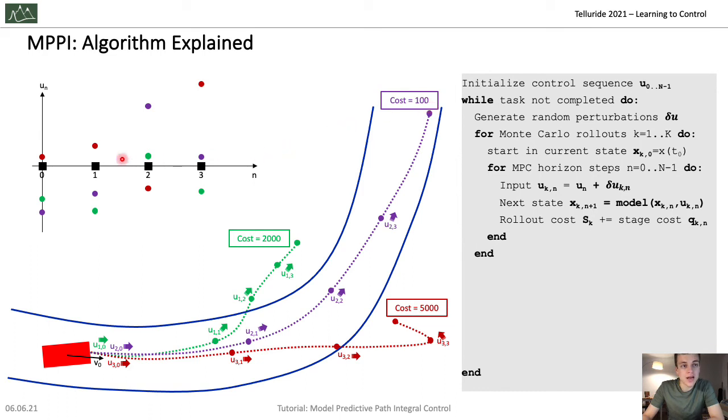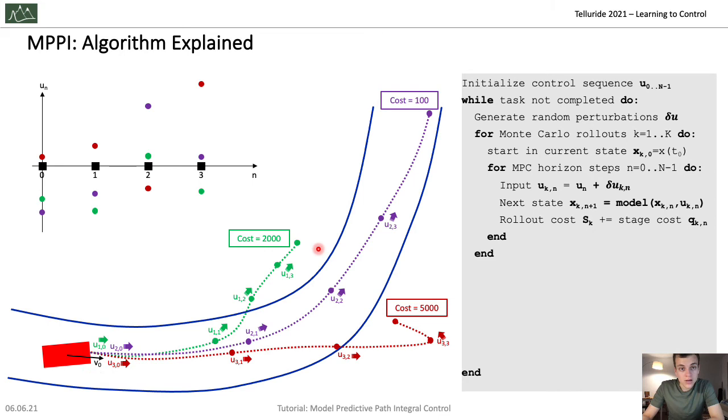And doing it a third time, we have new samples of inputs. Now this time the samples are kind of out of luck, because the inputs that we draw here in red are actually pretty bad and lead the car off the track, right? So we got a 5,000 cost.